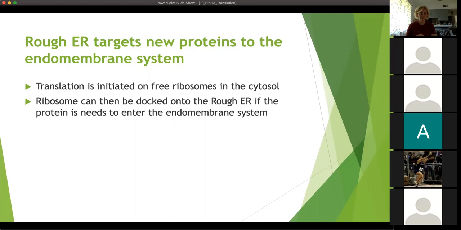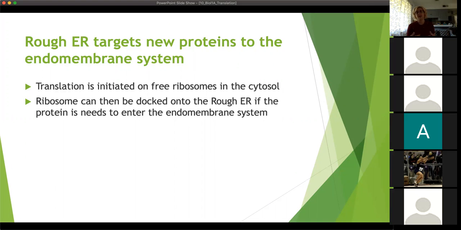This is great for any proteins that need to be in the cytoplasm, proteins that don't need to be shipped around the cell. For proteins that might need to be shipped around the cell, the ribosome is going to be found in the endoplasmic reticulum or attached to the endoplasmic reticulum. So the rough ER is going to be the part of the endoplasmic reticulum that's studded with different ribosomes.